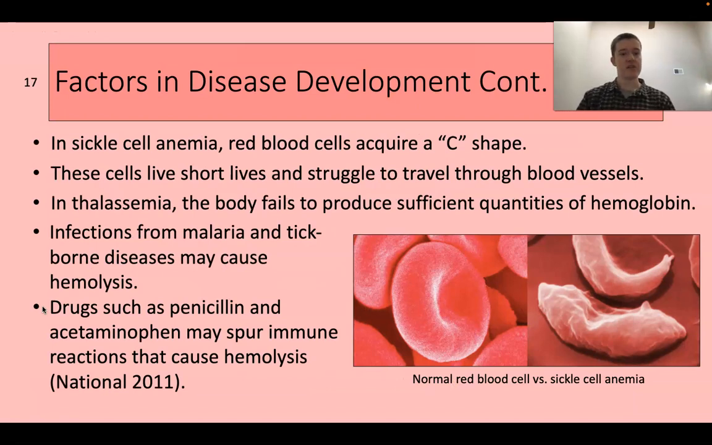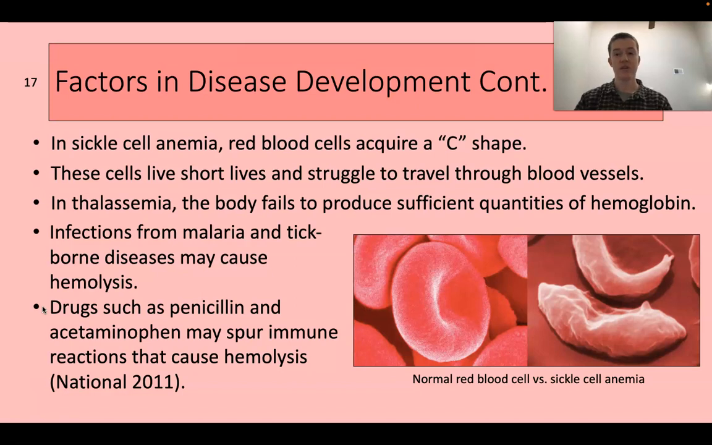In the disease called sickle cell anemia, the body manufactures abnormal hemoglobin molecules, which cause red blood cells to acquire a sickle shape or a C shape. These deformed cells have trouble passing through blood vessels, and they have a shorter lifespan also. They usually only survive 10 to 20 days compared to the 120-day lifespan of a normal red blood cell, and this condition can result in hemolytic anemia also.